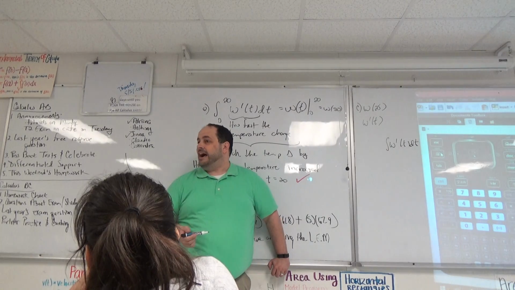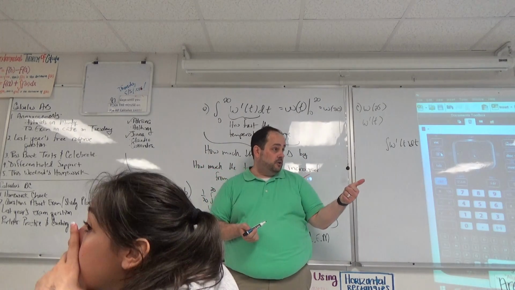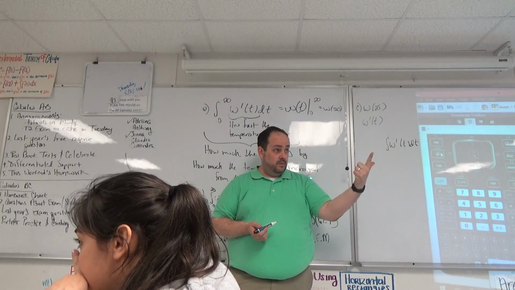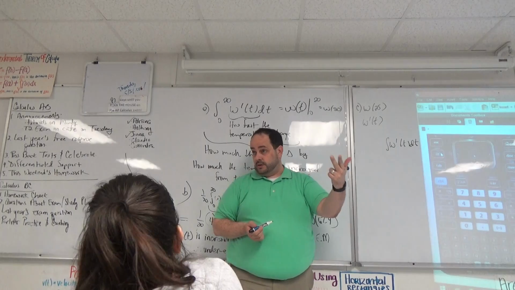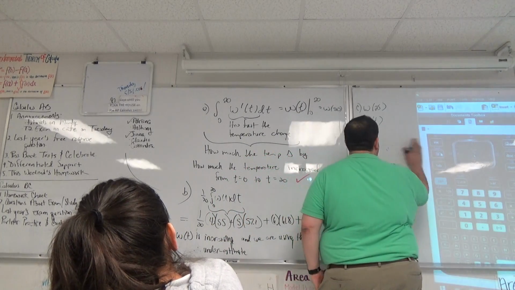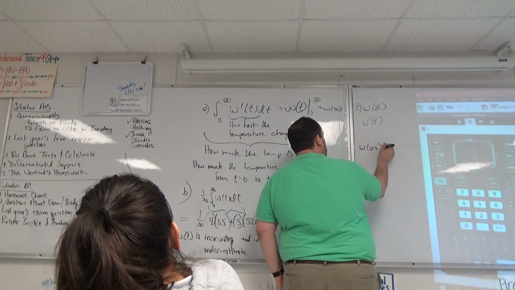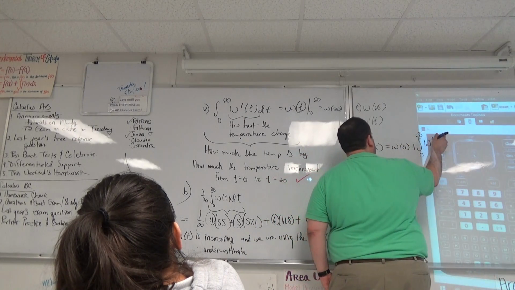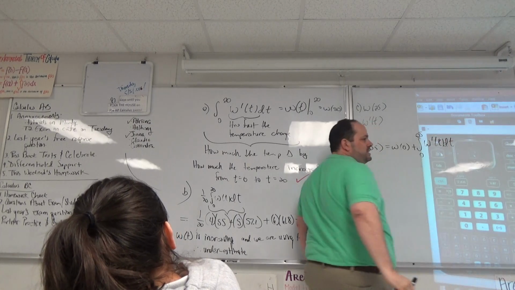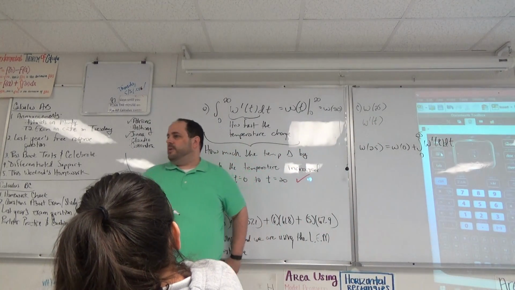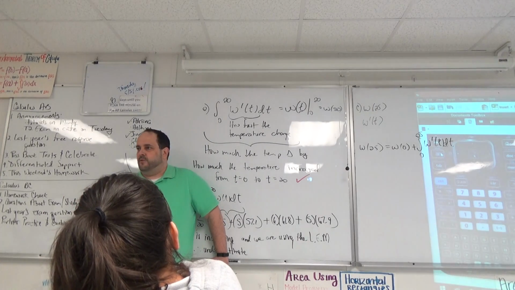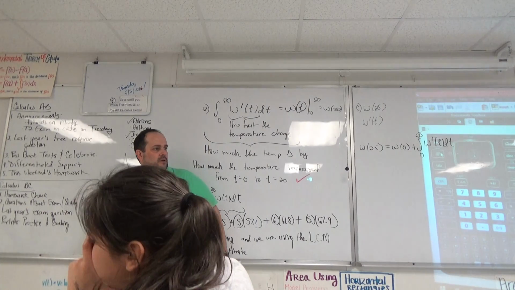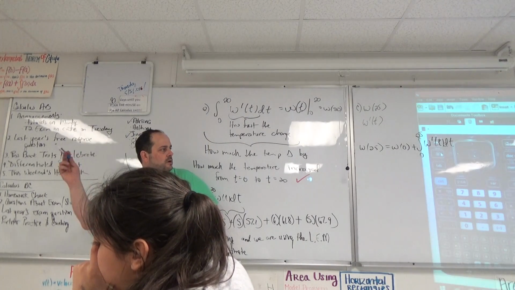The fundamental theorem of calculus says the final value equals the initial value plus the total change. Most popular wrong thing I'm seeing right now is that W of 25 equals W of 0 plus the integral from 0 to 25 of W prime of t dt. What's wrong with that? W of 25 equals W of 0 plus the integral from 0 to 25. Josue, what's wrong with this?